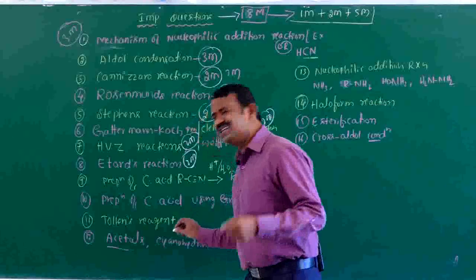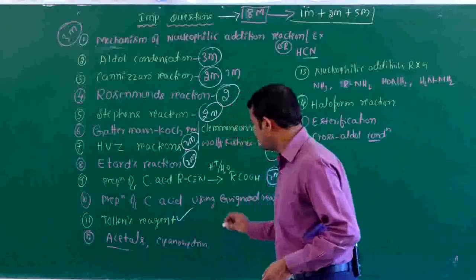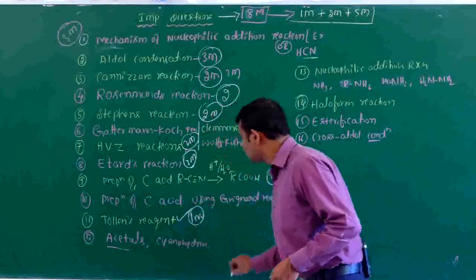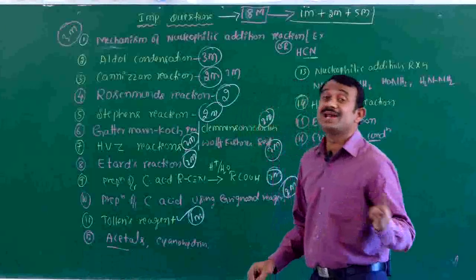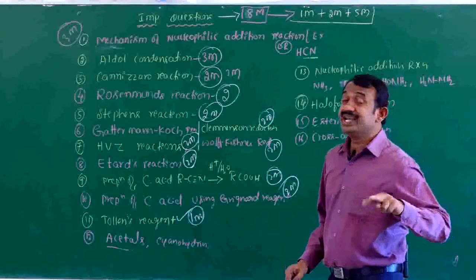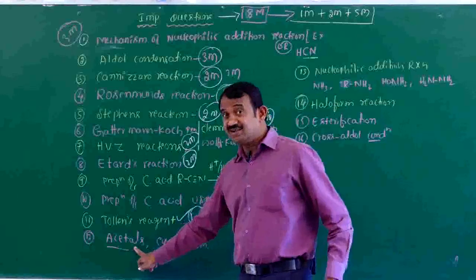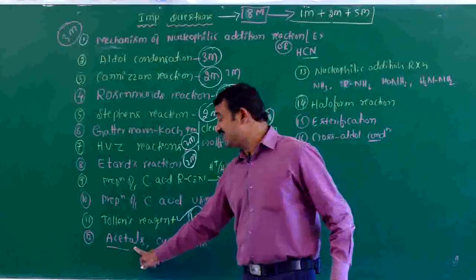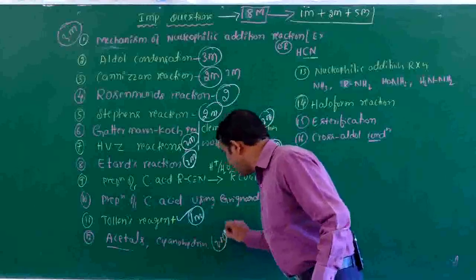Here also, what is Tollens reagent? They will ask it for 1 mark. This is also important. Next it is 1 mark or 2 marks. This is the acetal and cyanohydrin. What are alkoxy and dialkoxy derivatives? Monoalkoxy means hemiacetal, dialkoxy means acetal, alkoxy derivatives. This is also 1 mark or 2 marks.